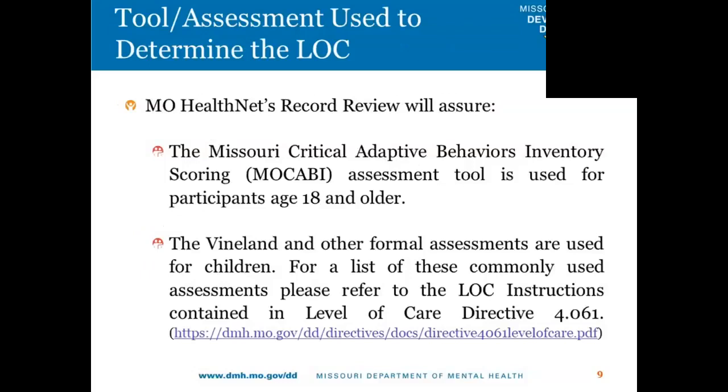The tool assessment used to determine the level of care is included in the level of care waiver assurance. The MOCABI assessment tool is used for participants age 18 and older. For children, the Vineland and other formal assessments may be used. For a list of commonly used assessments, please refer to the level of care instructions contained in the Level of Care Directive 4.061.